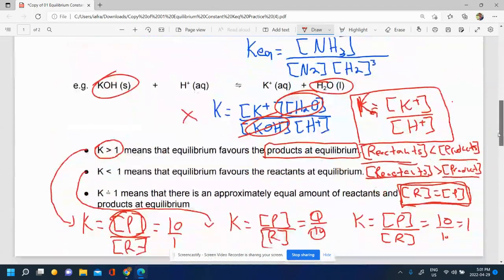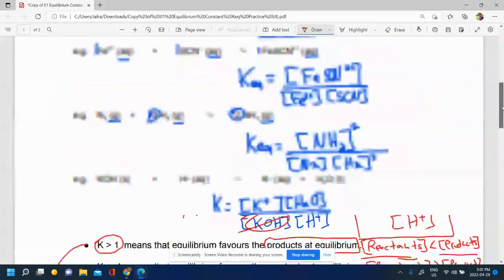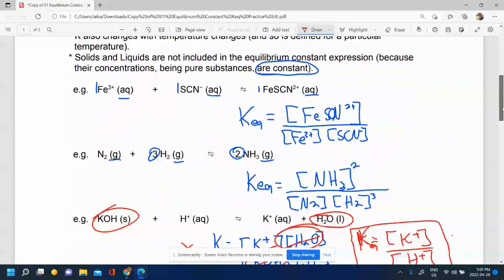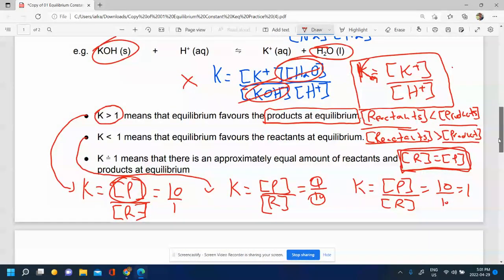So that was some more general background information about the equilibrium concept. We saw how to write equilibrium expressions and did some practice problems together. We went over the idea that you do not have to have equal concentrations of products and reactants to be at equilibrium. That's not a necessity. It's more that the rates of forward and reverse are the same.